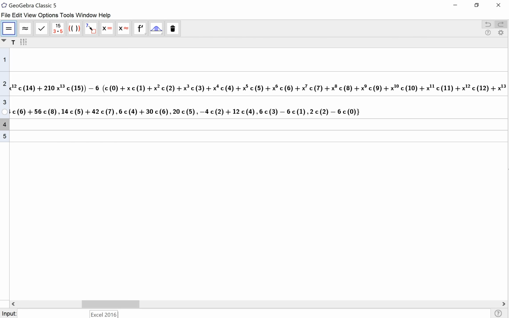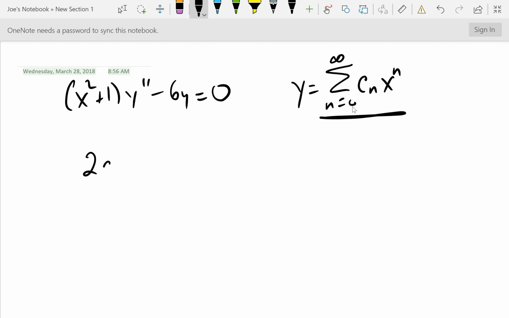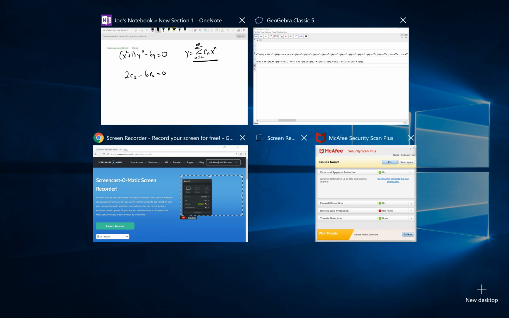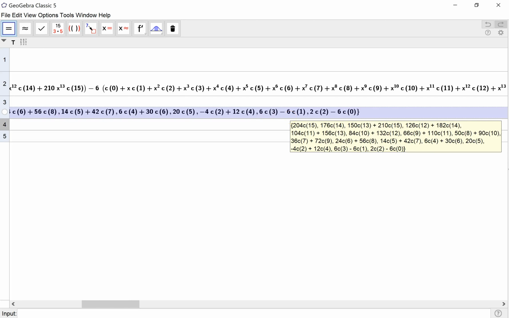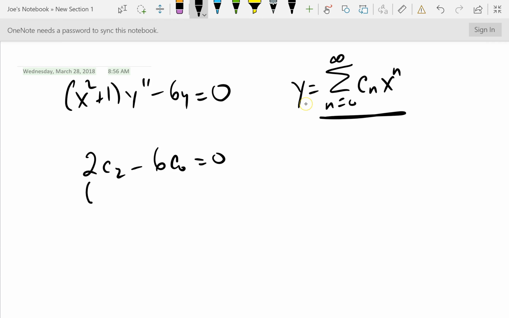We've got 2c2 minus 6c0. So we know that 2c2 minus 6c0 has to be 0. Going back over again, the next equation would be 6c3 minus 6c1 is equal to 0.